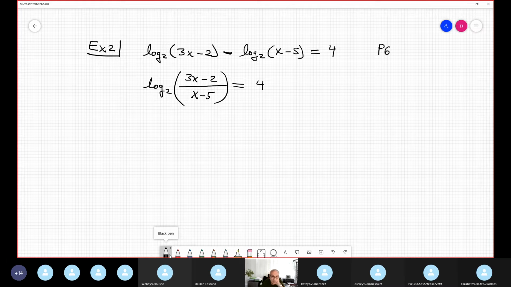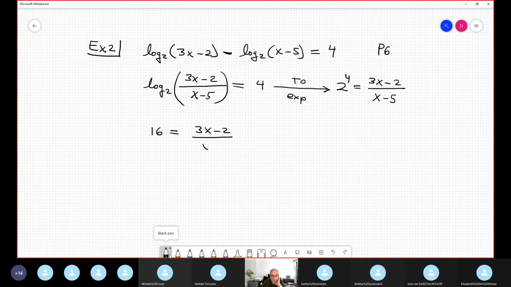Okay, what's the next step? Conversion to exponential. The base is 2. The exponent is 4. And this is equal to 3x minus 2 over x minus 5. This is a numerical value. So 2 to the 4th power, you put in the calculator, or multiply 2 times 2 times 2 times 2, 4 times, is 16. 16 is equal to 3x minus 2, divided by x minus 5.